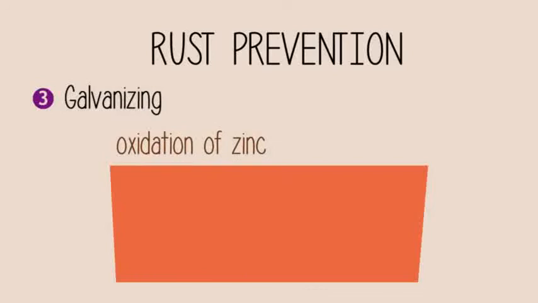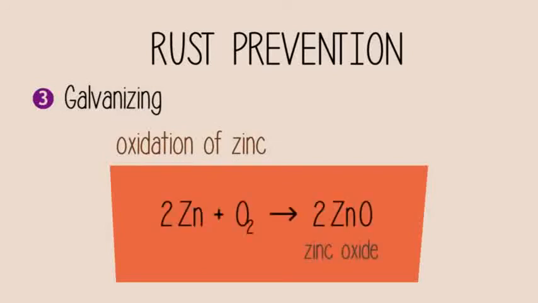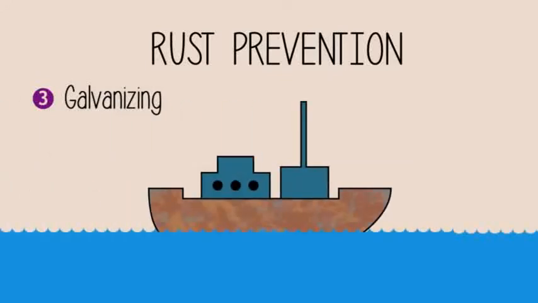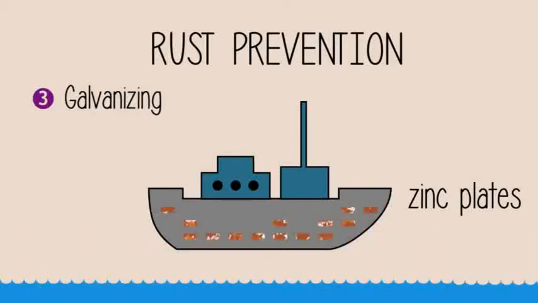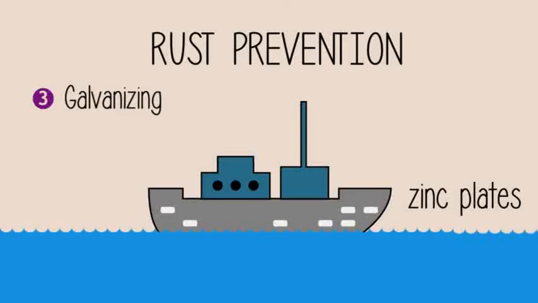The oxidation of zinc can be described using this following equation. So besides preventing rusting, there is another advantage to this galvanizing process. The formed zinc oxide layer can be removed, and the freshly exposed zinc can corrode once again, thereby further protecting the iron or steel hull.